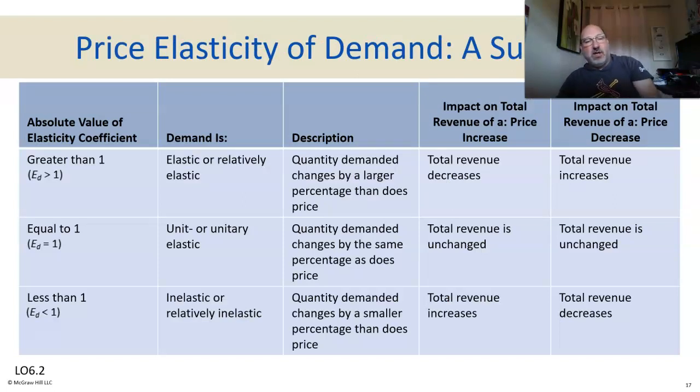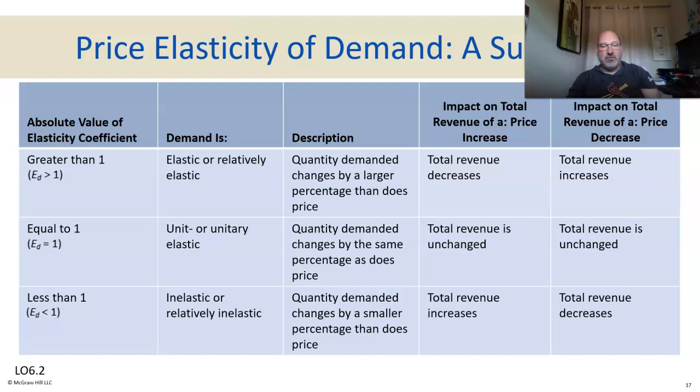So if the elasticity coefficient is greater than 1, so E sub D is greater than 1, you have an elastic or relatively elastic demand. Quantity demanded changes by a larger percentage than price. If price increases, total revenue goes down. If price decreases, total revenue goes up.